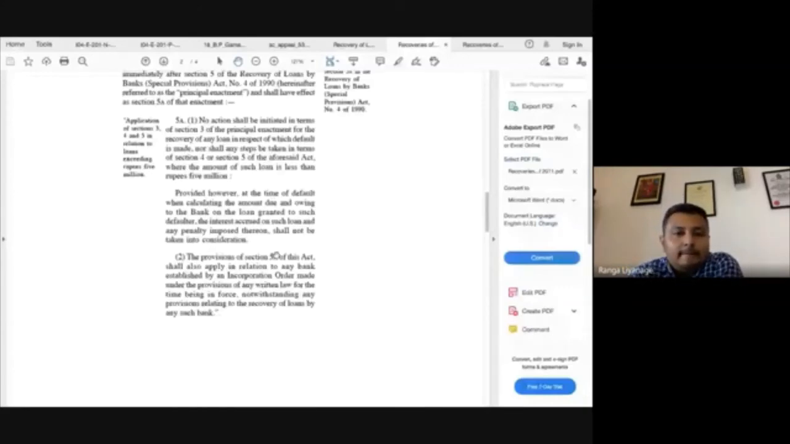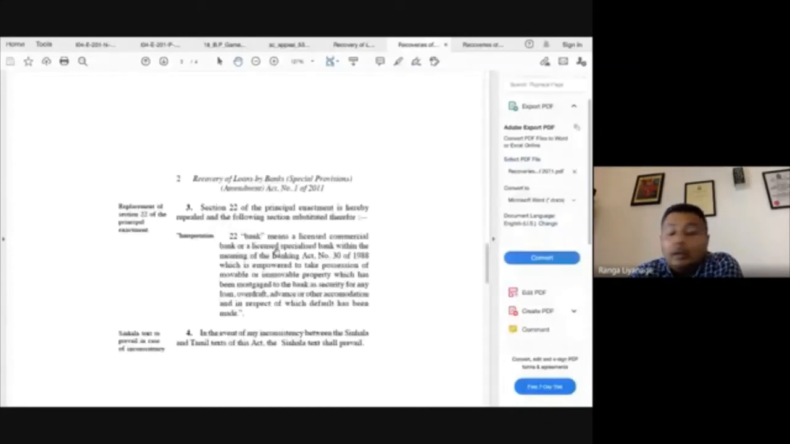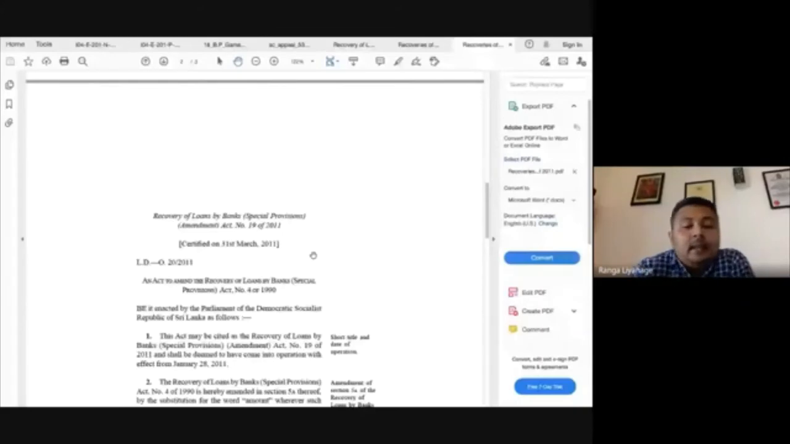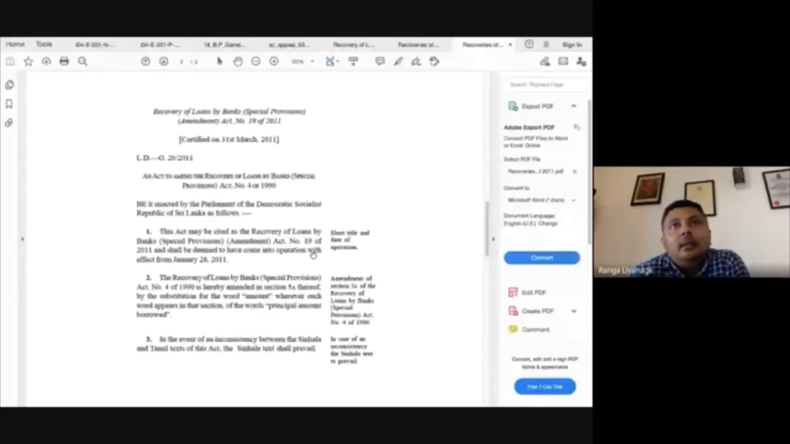Right. Then, Act number 19 of 2011 again amended. I remember very well when they amended this. It elaborates or amends section 5A of the previous amending Act. And it said, now section 5A is amended by substitution of the word. So they basically replace the word amount with the words principal amount.